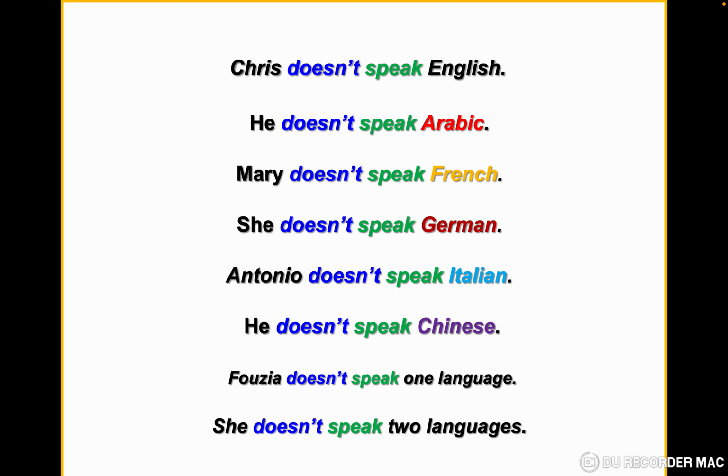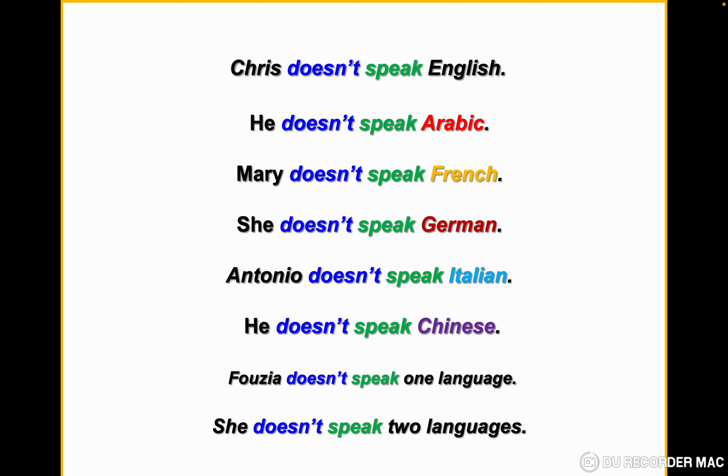Chris doesn't speak English. He doesn't speak Arabic. Mary doesn't speak French. She doesn't speak German. Antonio doesn't speak Italian. He doesn't speak Chinese. Fuzia doesn't speak one language. She speaks two languages. She doesn't speak two languages. She speaks three languages. So you see, doesn't speak. So we don't have S with the verb when we have the word doesn't.